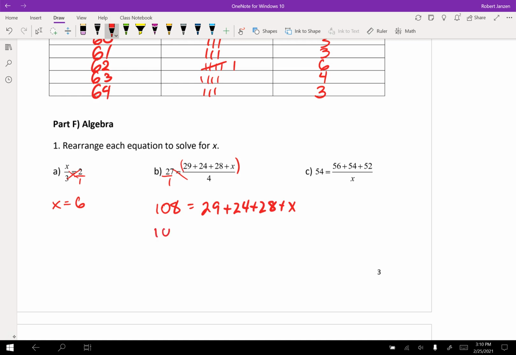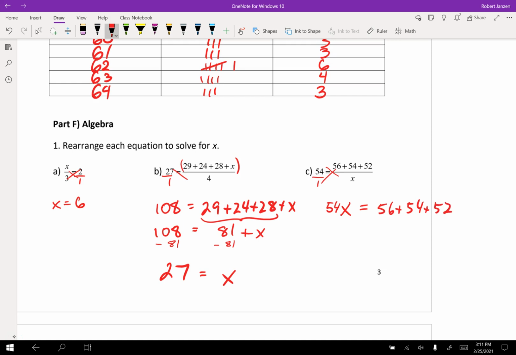What I'm going to do now is add these numbers up. That turns out to be 81. And now if I want to get x by itself, I'm going to subtract 81 from both sides. So I get x is 27. Let's try this one. Again, we're going to cross multiply. I get 54x equals, if I go this way, 56 plus 54 plus 52. So 54x is 162. Now I'm going to divide both sides by 54. And that gives me x is 3.